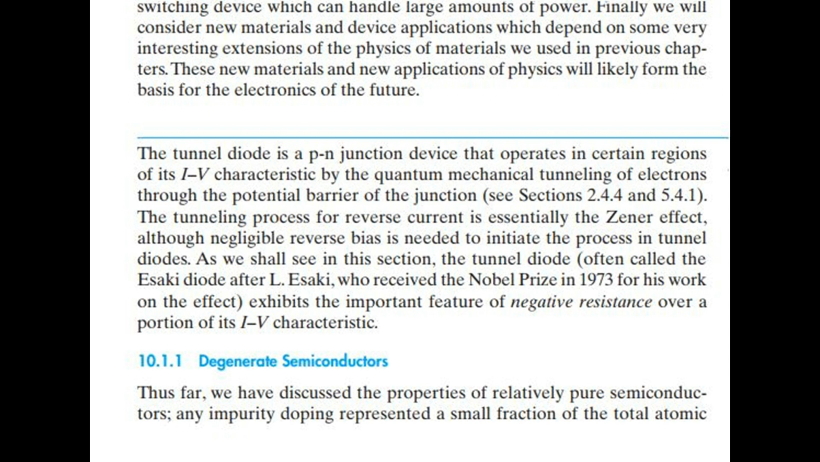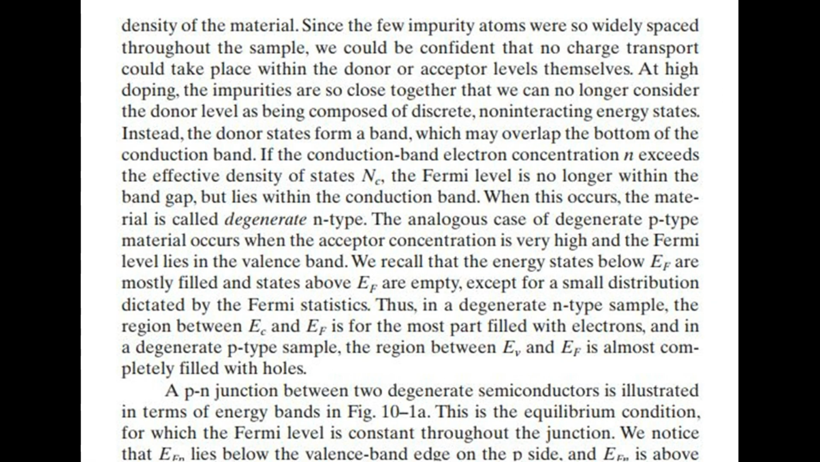Degenerate semiconductors. Thus far, we have discussed the properties of relatively pure semiconductors. Any impurity doping represented a small fraction of the total atomic density of the material. Since the few impurity atoms were so widely spaced throughout the sample, we could be confident that no charge transport could take place within the donor or acceptor levels themselves. At high doping, the impurities are so close together that we can no longer consider the donor level as being composed of discrete, non-interacting energy states.